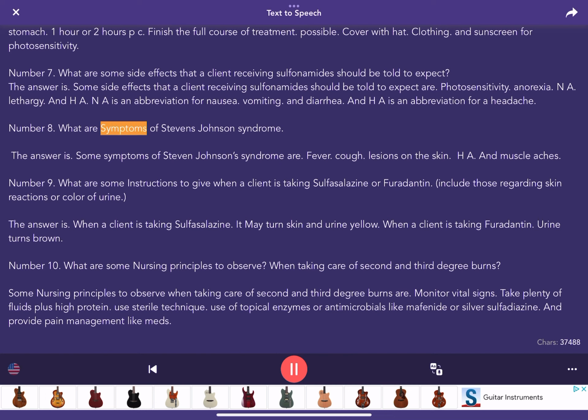Number 8. What are symptoms of Stevens-Johnson syndrome? The answer is, some symptoms of Stevens-Johnson syndrome are fever, cough, lesions on the skin, HA and muscle aches.